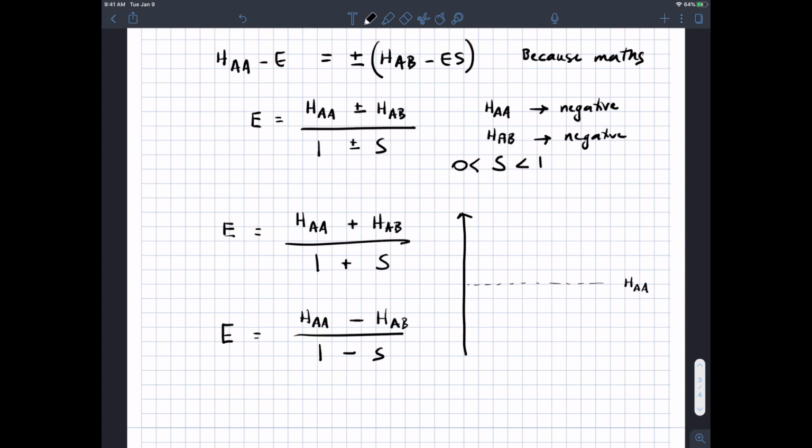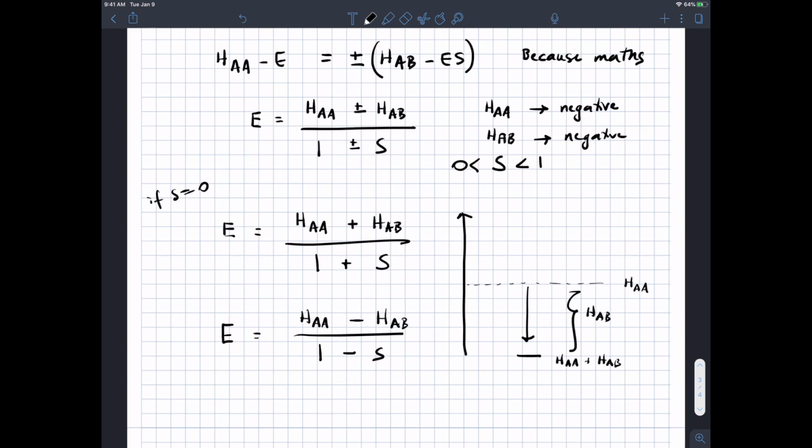Is this one lower or higher than HAA? Lower in energy because HAB is negative, right? And for right now, let's pretend that S is equal to 0. If S is equal to 0, then we should go down by an amount that is equal to HAB. So this would be HAA plus HAB.